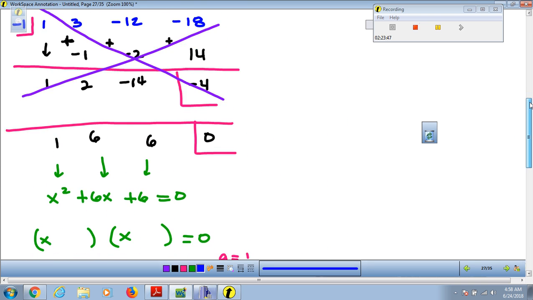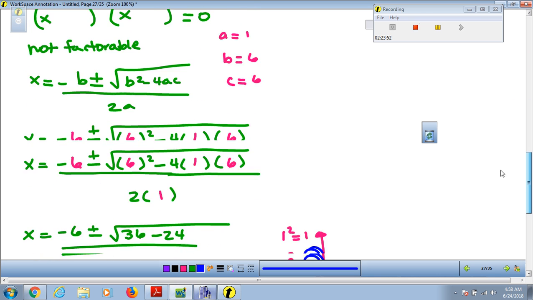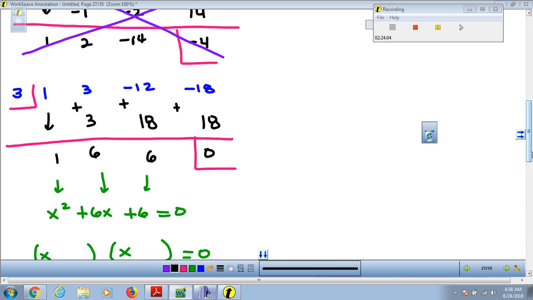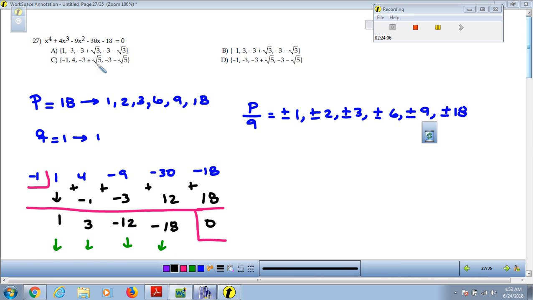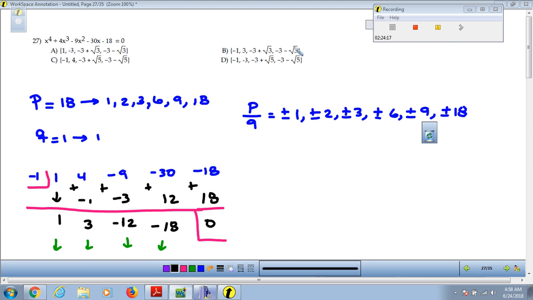So in total, how many answers did I have? I had negative 1, I had the 3, and I had these too. So I'm going to put them all here. Negative 1, 3, negative 3 plus or minus the square root of 3. So in reality, I have 4 different answers. Let's see. Negative 1 and 3, right? First of all, it was positive 3. And what was the last one? Negative 3 plus the square root of 3, negative 3 minus the square root of 3. So it's B? Yes, it's B.